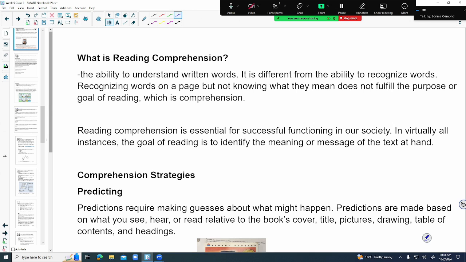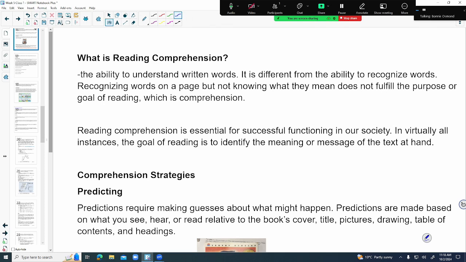When I taught primary many moons ago, I had kids in my class that could read words. I could show them words on a page. They could read every word, but they got nothing from it. It made no sense to them. It was just a bunch of words. So they didn't have very good reading comprehension.